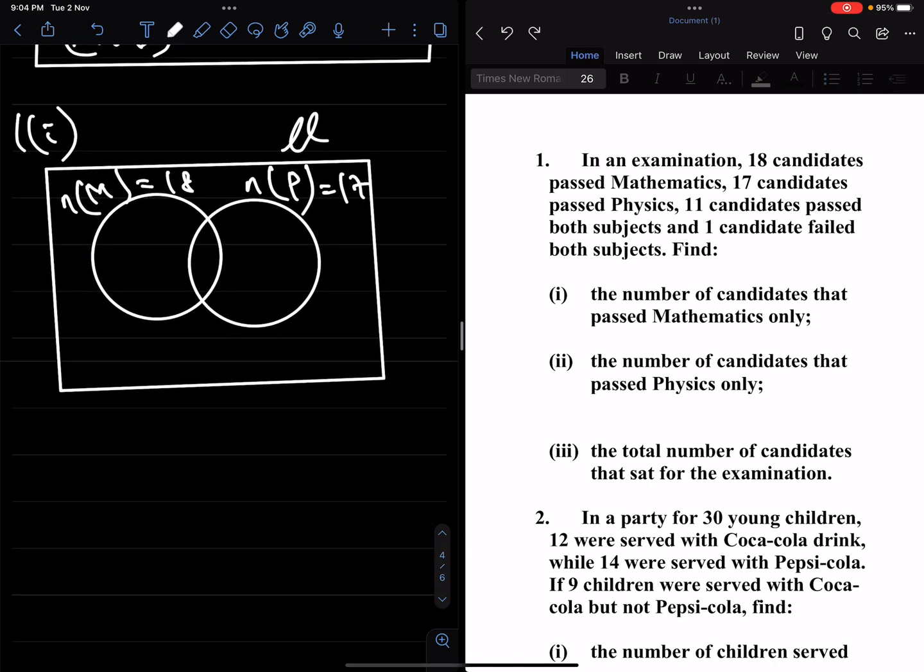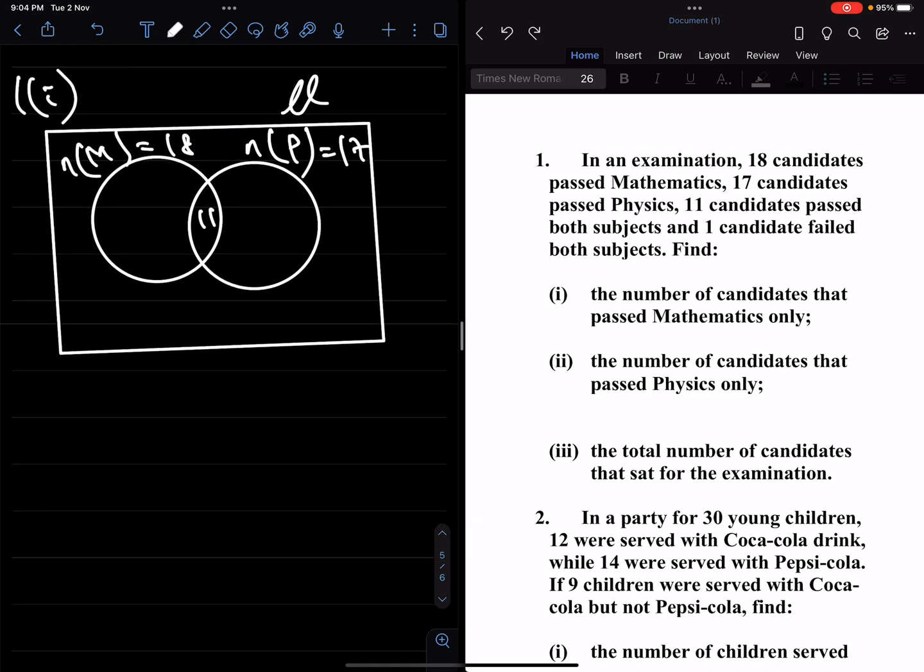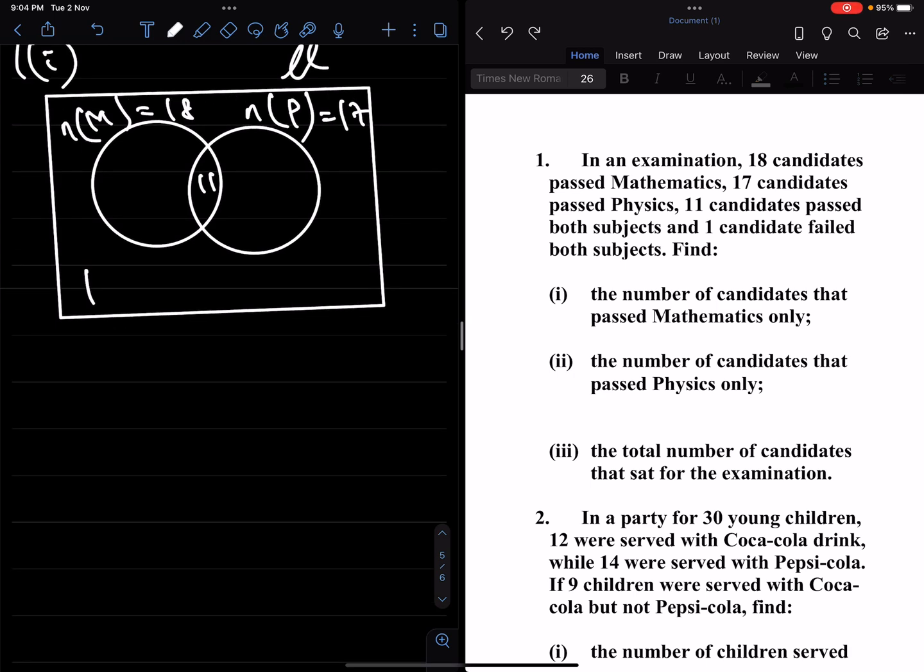Now they said 11 passed both. That will be here. The region that's common to both circles is going to be the set that represents the intersection of the two sets. So that's it. Now 1 candidate failed both. That's going to be outside the two circles but inside the rectangle, because that candidate is also a member of the class. He's also one of the candidates that took the examination, but he didn't pass any one of the two subjects.